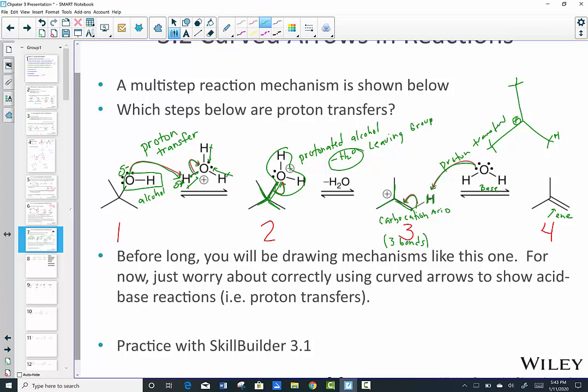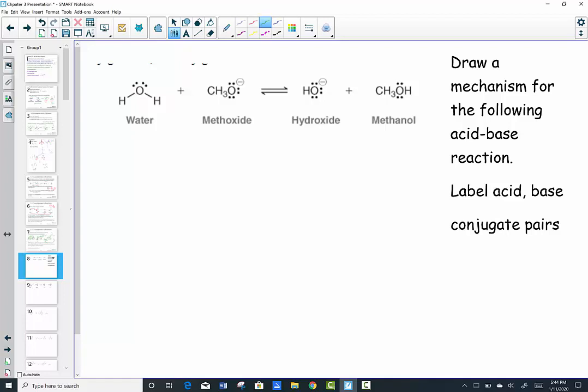So let's keep practicing. I'm going to do some of your homework with you. I pulled these from your skill builders. Write these out with me in your notes and you'll be that much closer to having them done for your homework. It asked us to draw a mechanism for the following acid-base reaction and then label acid-base and conjugate pairs.